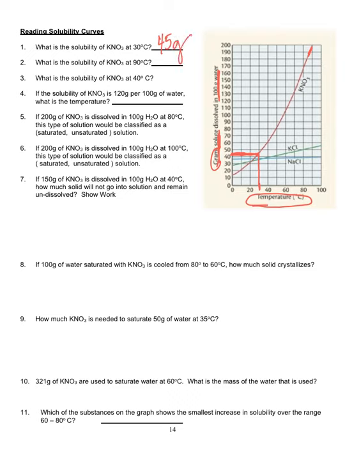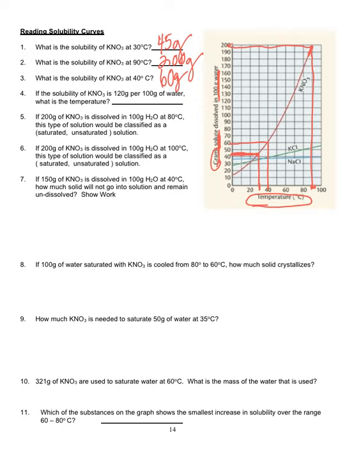Next one, what's the solubility of KNO3 at 90? You go all the way out to 90 degrees. Take that line all the way up, and you would see that you hit the KNO3 line at, when we go over, that's 200 grams. What's the solubility of KNO3 at 40? Go down to 40 degrees, ride that line up, and you see that that's about 60 grams.